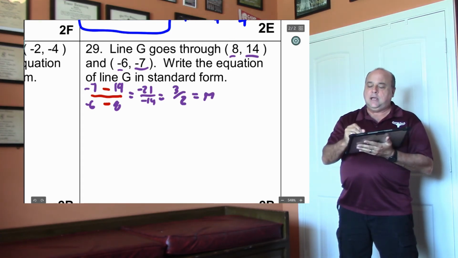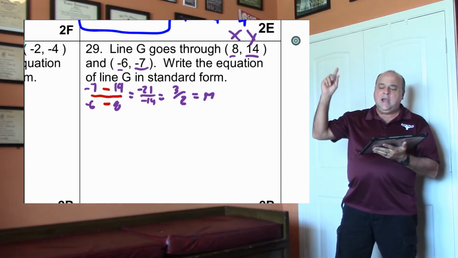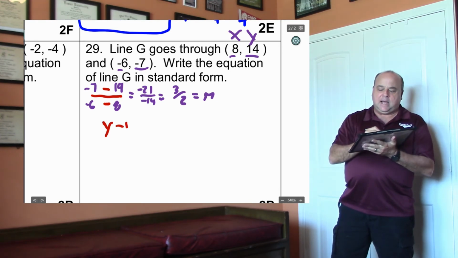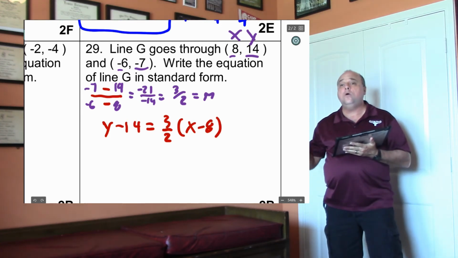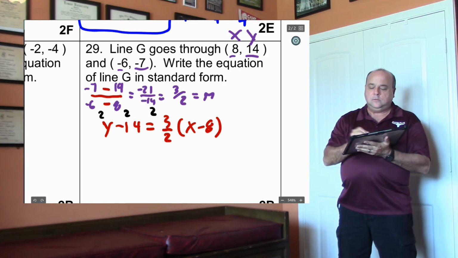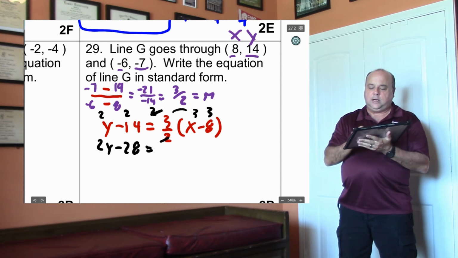That's my m. I'm going to use this as my point. Just pick the first point. Now I'm going to plug this into point slope. So y minus 14 equals 3 over 2 parentheses x minus 8. Now then we're going to distribute the 2. I'm going to get 2y minus 28 equals, these cancel out, distribute the 3, 3x minus 24.